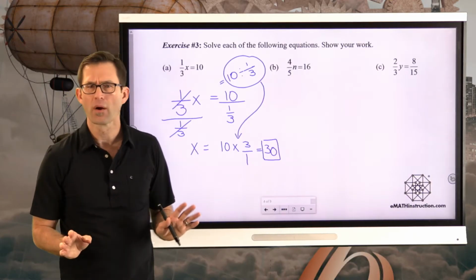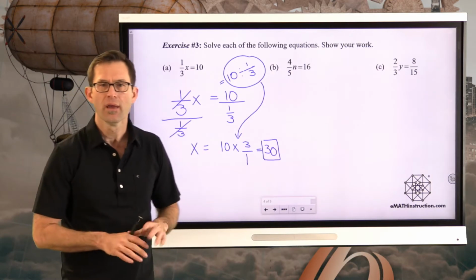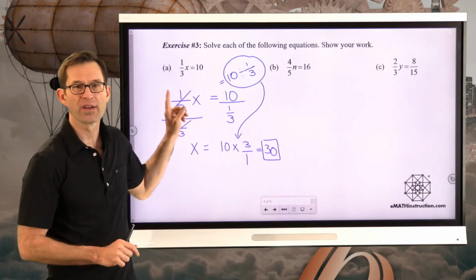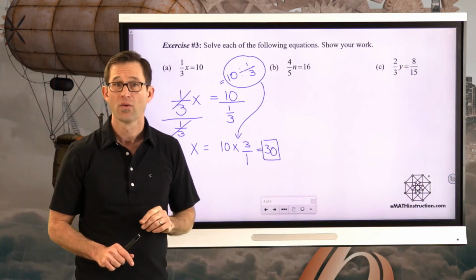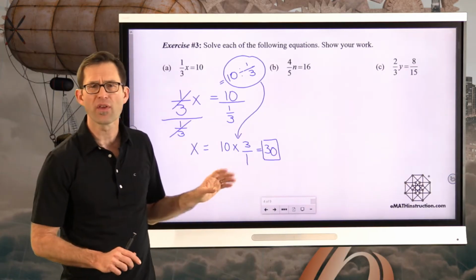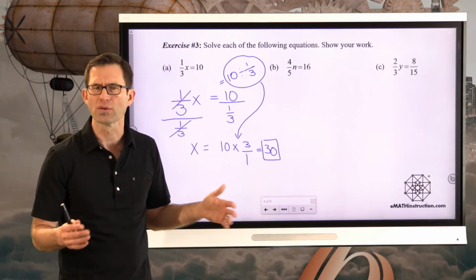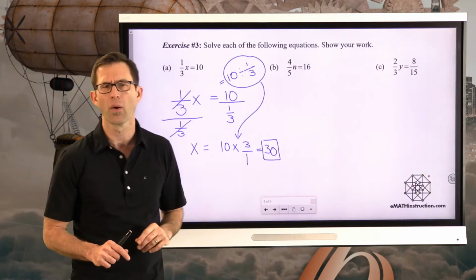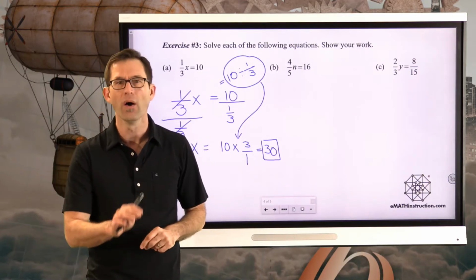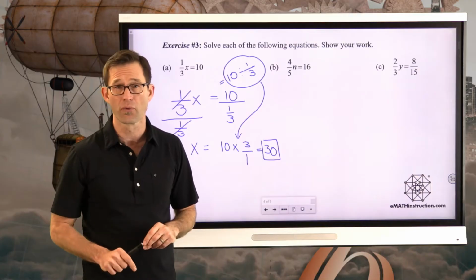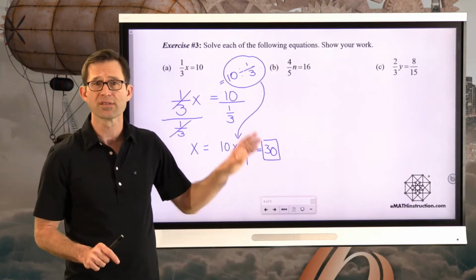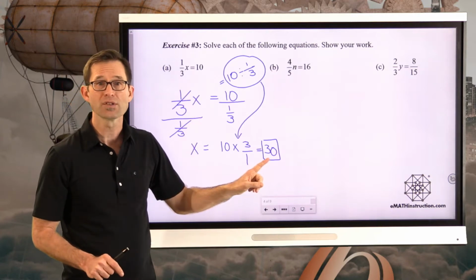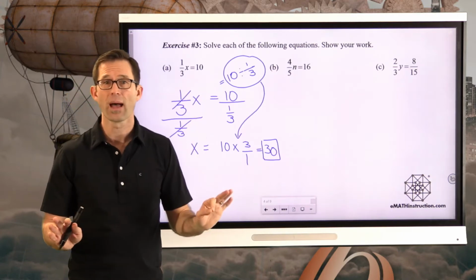Now, all right, let's pause for a second. Number one, that should make sense. If I take 1/3 times 30, I get 10, right? It'd be easy to maybe think the answer to this problem should be 10/3 or something like that, because I got 10 divided by 1/3, 10/3. No, 10/3 is actually 10 divided by 3, not 10 divided by 1/3. So the answer 30 here should make a lot of sense. 1/3 times 30 equals 10, absolutely.